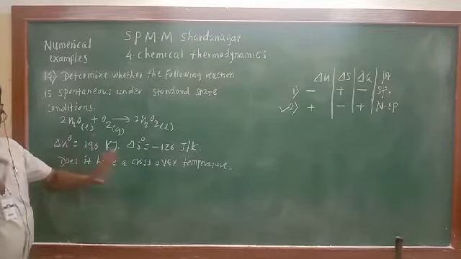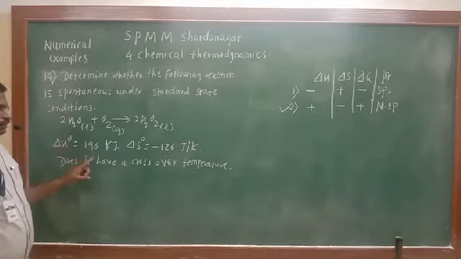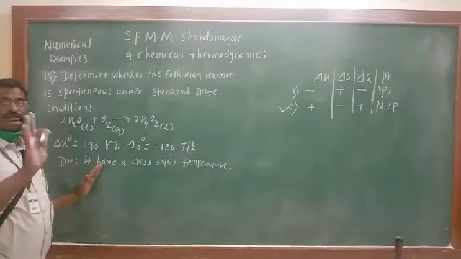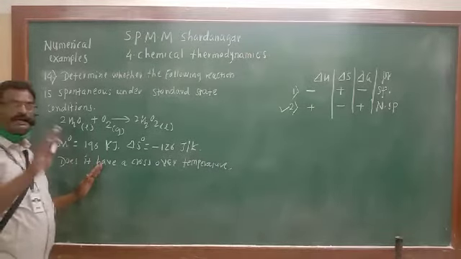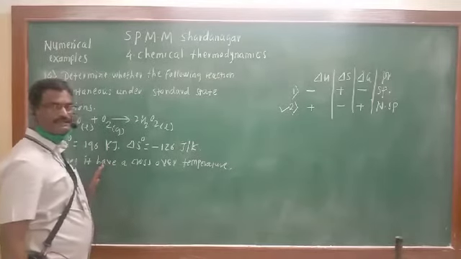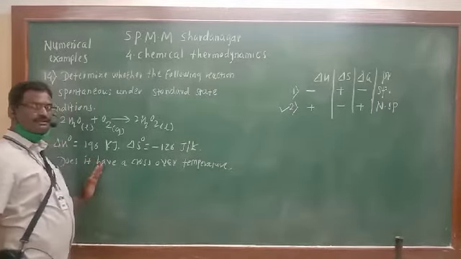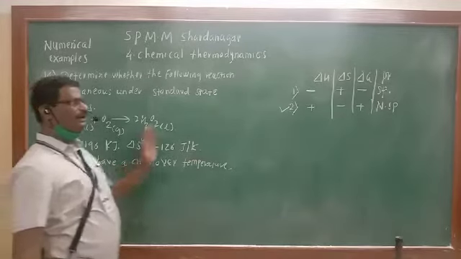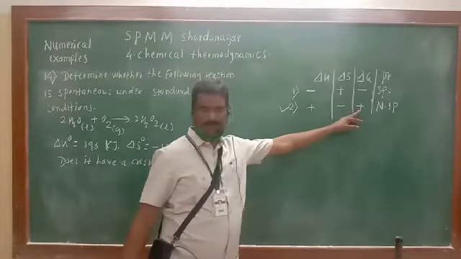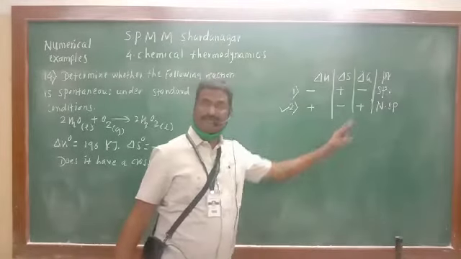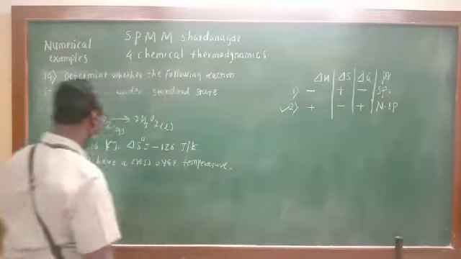So without any calculation, here also we can tell that this process is not spontaneous. It is a non-spontaneous process. But still, let us find what is the value of delta G. Is it coming to be positive or negative?